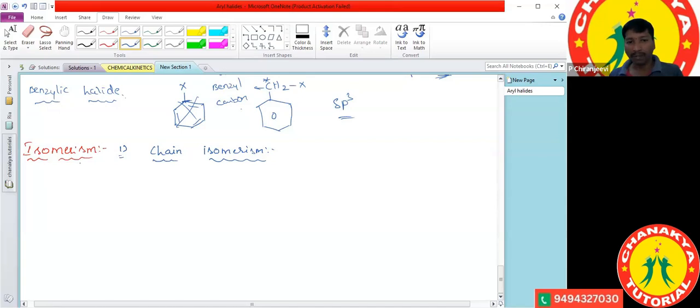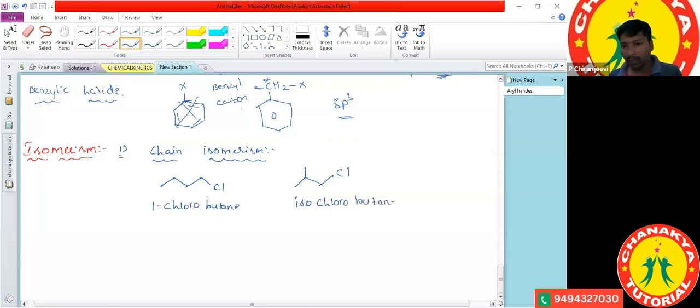Now, what are the examples here? As you told, I'm taking 4 carbon atoms. We have carbons 1, 2, 3, 4, so this we can call chlorobutane, also written as 1-chlorobutane. And what is the other structure? Here Cl is attached, and here one methyl, so this we can call isochlorobutane.